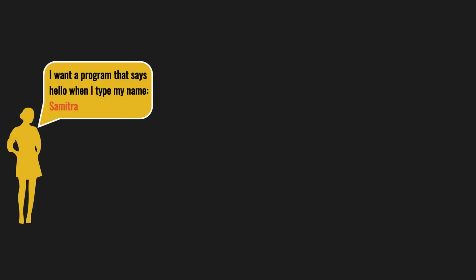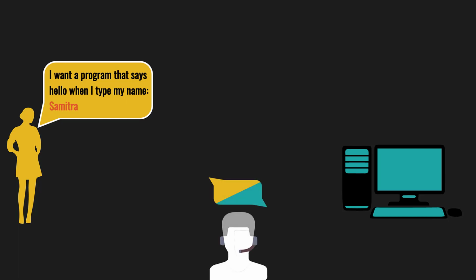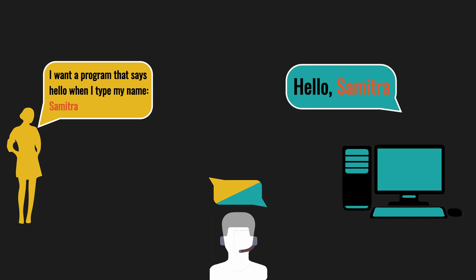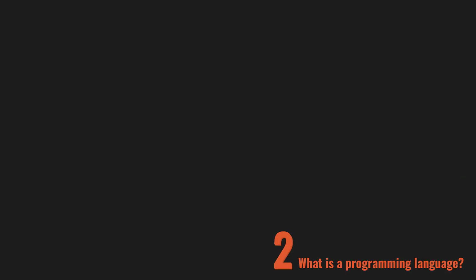Similarly, Samitra wants to talk to her computer. What Samitra wants now is to have a program that says hello to her whenever she uses her computer and types her name. A special type of translator called a programmer will take Samitra's words and turn them into a type of language that computers can receive, process, and then give an output. Remember, a programmer is a translator that converts words from our language into computer language.